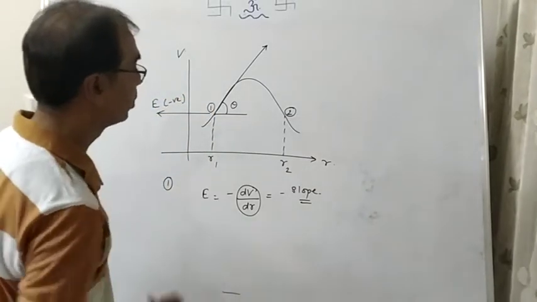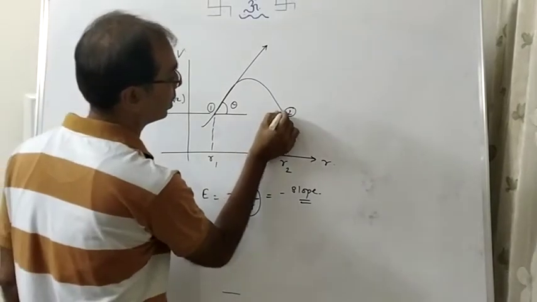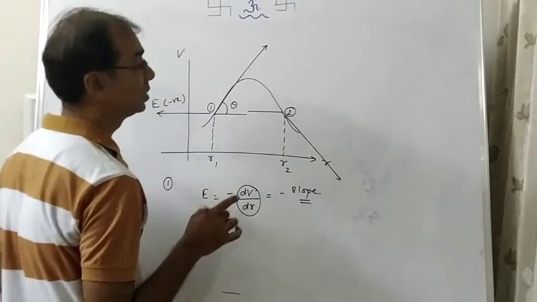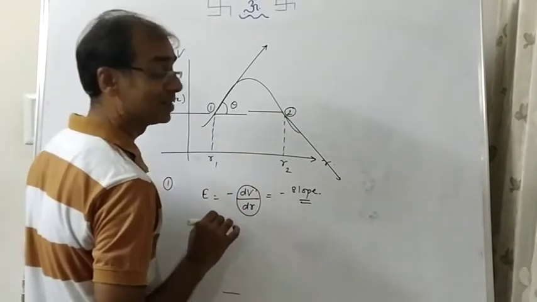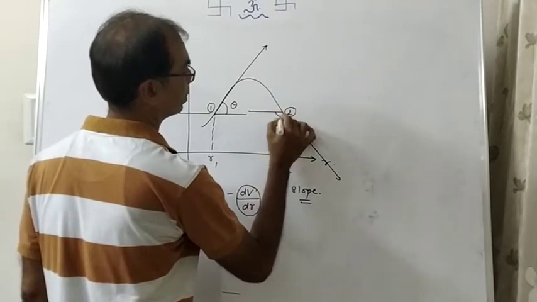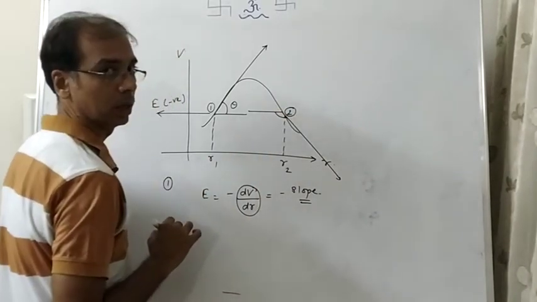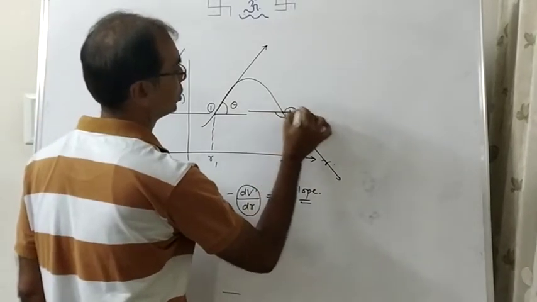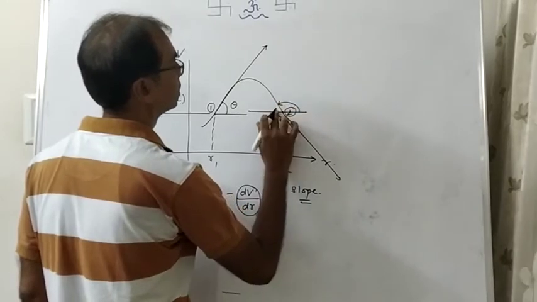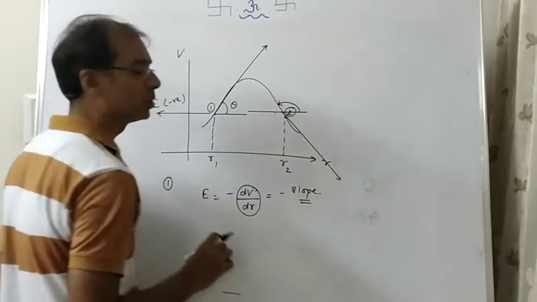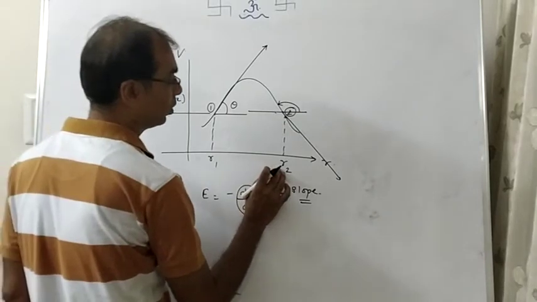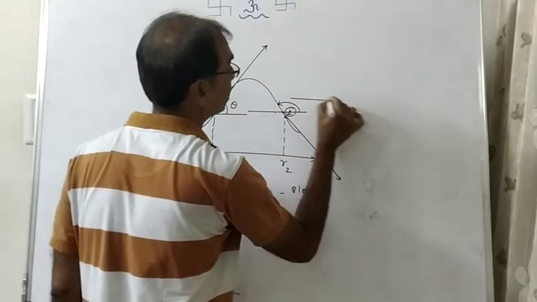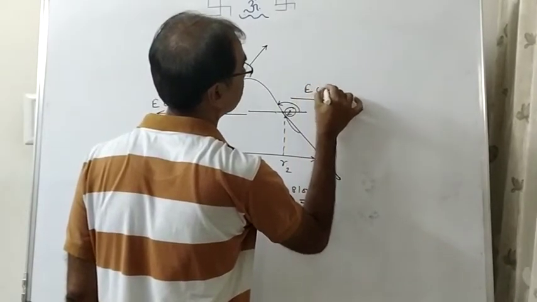Okay, let's talk about point 2. Point 2's tangent is over here. Then this tangent is negative or positive? It's negative. This angle you can say, or if you want to take it from the other side, your wish. It depends on how you want to take it, but its slope is negative. So if the slope is negative over here, that means electric field will be positive. That means electric field will be acting along positive x-axis.